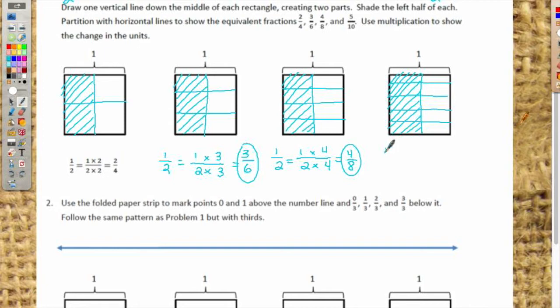Look at the next one, and I'm going to ask you to answer me. On this one, I'm doing 1/2 times the number of rows. How many rows do you see? 5. So it's 1/2 times 5.